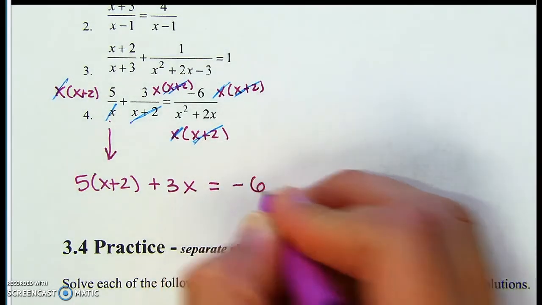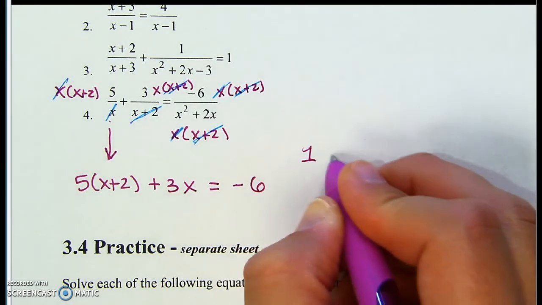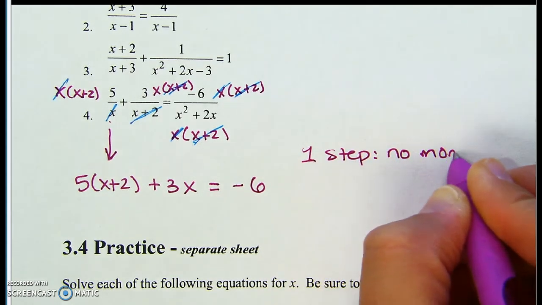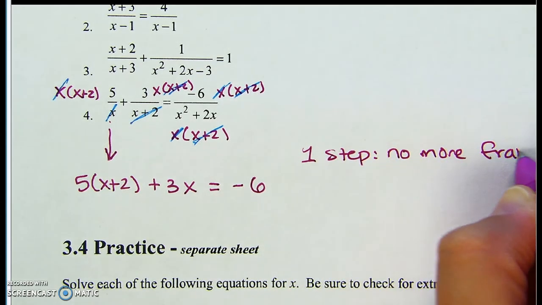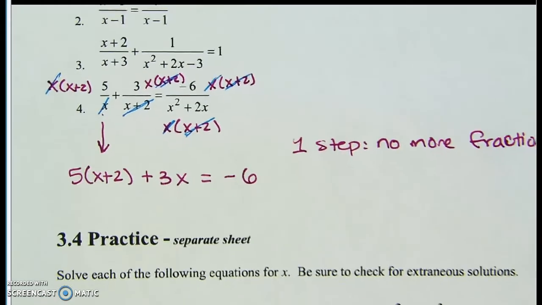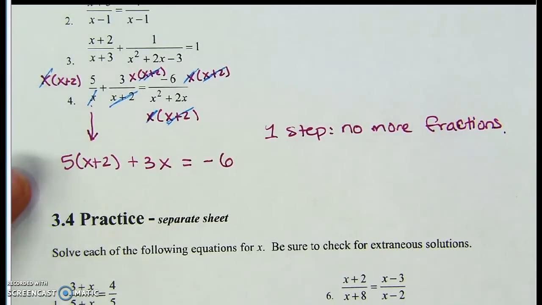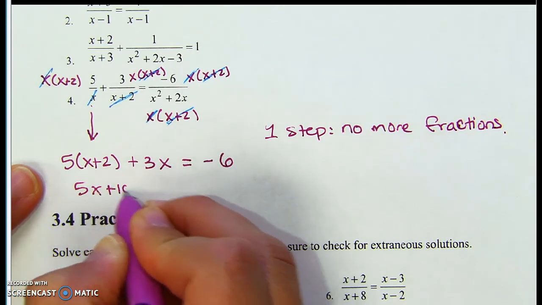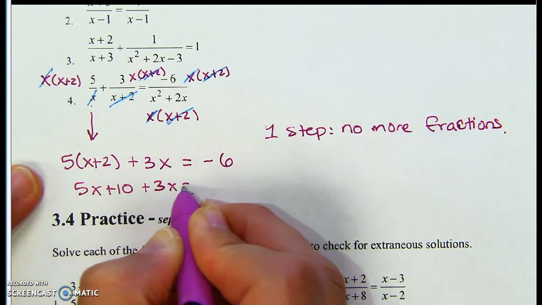So we have negative 3. Do you guys see that? How in one step there are no more fractions? In one step, no more fractions. You tell me, is this linear or quadratic? Linear or quadratic? It's going to be linear because there's no x squareds.